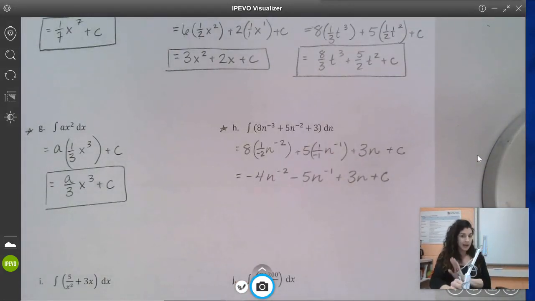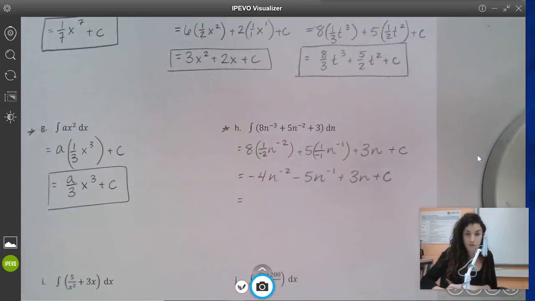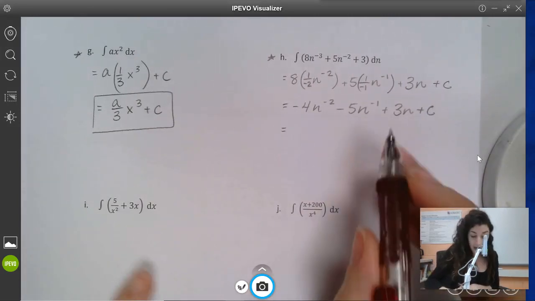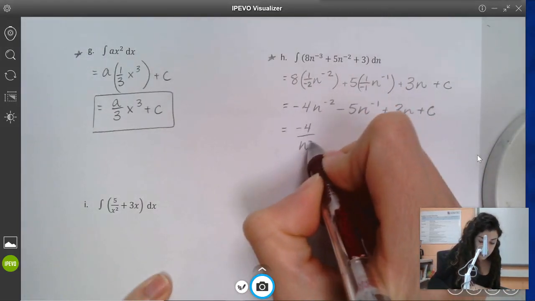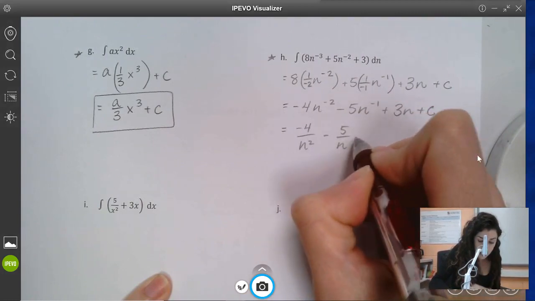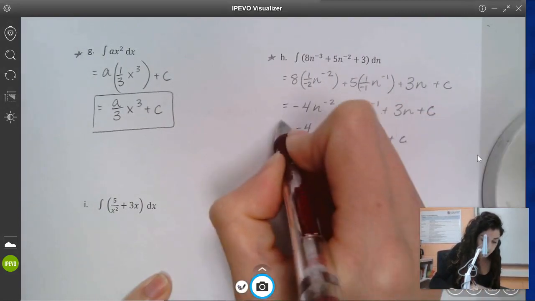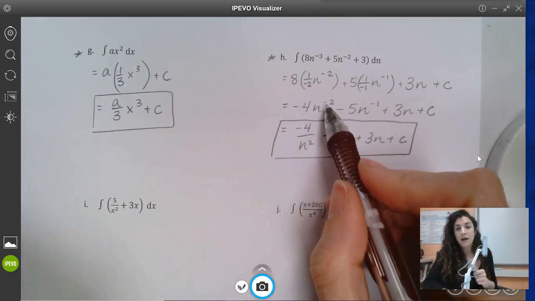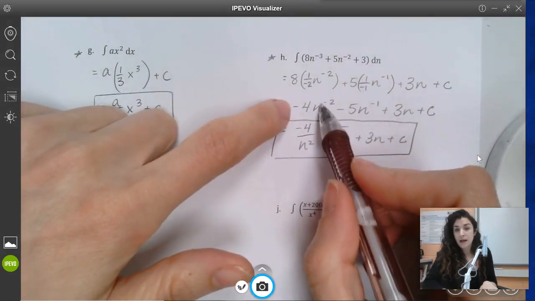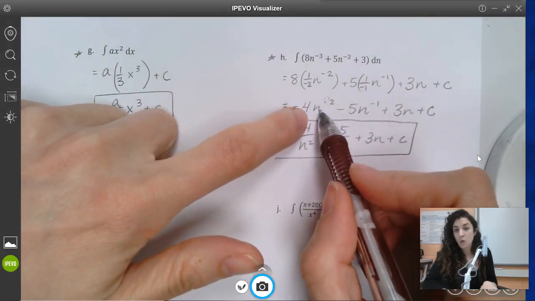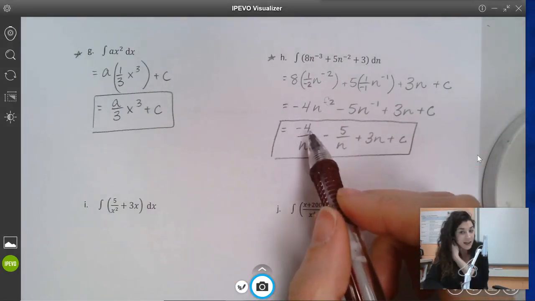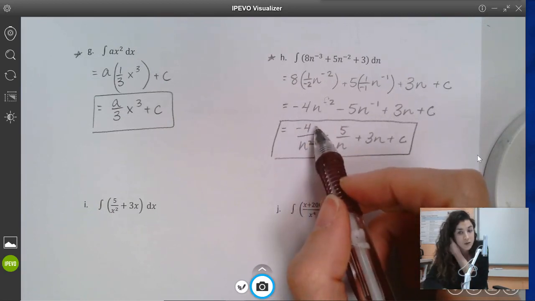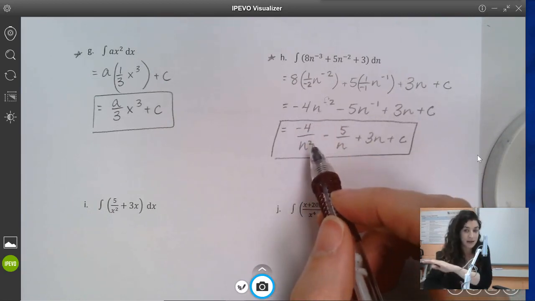You could leave it like that, as always, or you could put it into fraction form. I'm going to put it in fraction form so we can compare, because notice we've got fraction stuff down here. So I'm going to do negative 4 over n squared minus 5 over n plus 3n plus c. This is as good a time as any to remind you that when there are no parentheses around these exponents, that exponent is only being applied to n, right? Not to the -4. So the -4 would not go in the denominator because -4 doesn't have -2 applied to it. It's only applied to the n. E basta.